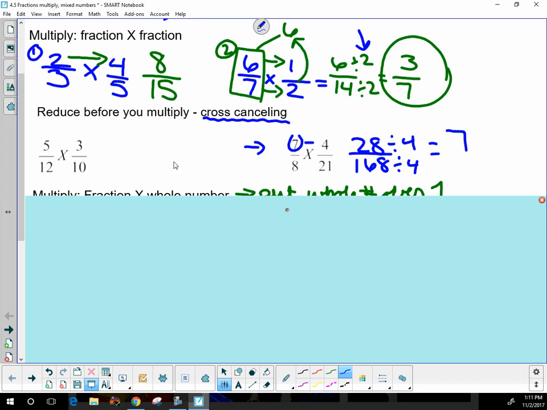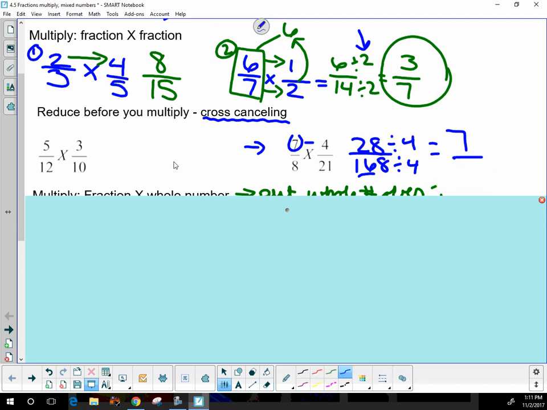But the bottom is going to be 21, I believe, right? No, 41. Sorry. 4 goes into 16 4 times. Oh, wow. I'm making lots of mistakes. Well, that's okay. Math teachers are human too, right?